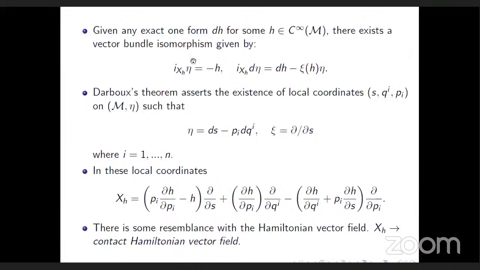In case of contact manifolds, you have an exact vector bundle isomorphism similar to the symplectic case, for which if you are given any smooth function h, then you can associate a vector field Xh. And there's a similar Darboux theorem which asserts that eta will look like this in the local coordinates. S is one unpaired coordinate and Pi, Qi are like conjugate variables. And in these local variables, your vector field Xh looks like this, and it kind of looks like a Hamiltonian vector field. So we'll just end up calling it the contact Hamiltonian vector field.